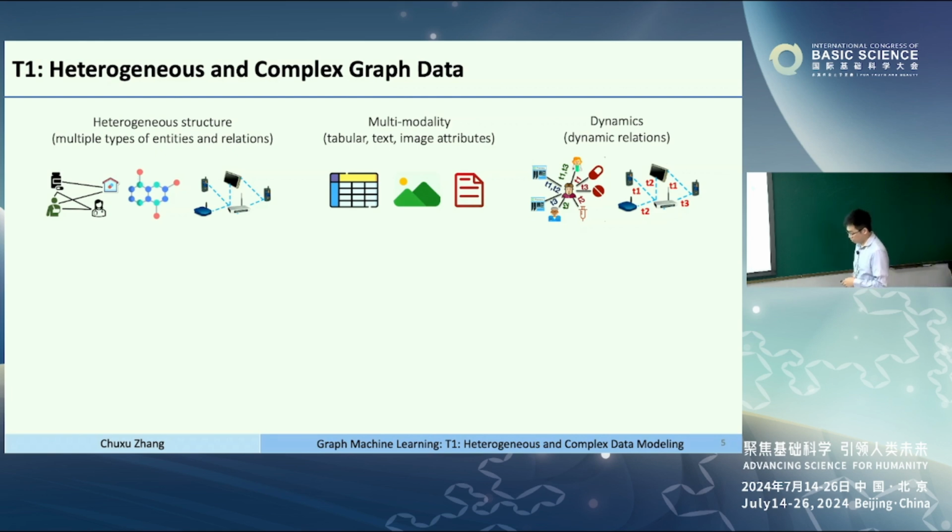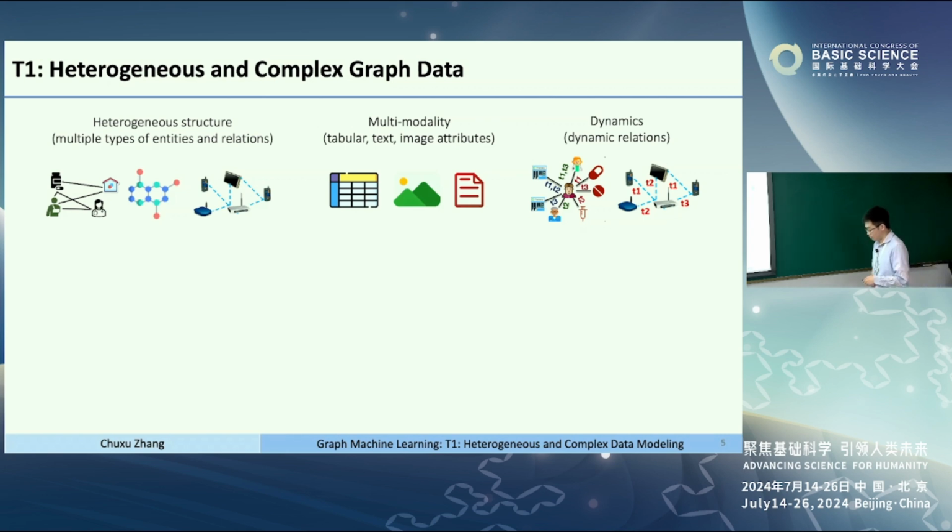The second one is the multimodality content challenge, right? Each node or each edge in the graph data can be associated with multimodality content like tabular attributes, image attributes, or text attributes. For example, on Weibo or Twitter, a social user can post text data and can also post image data, right?